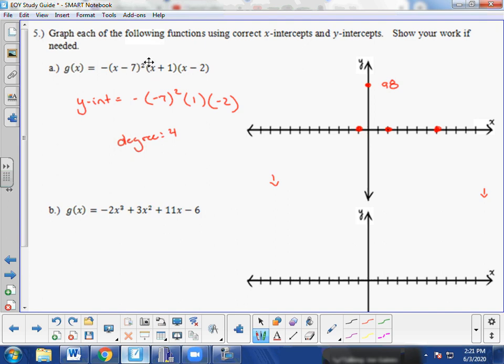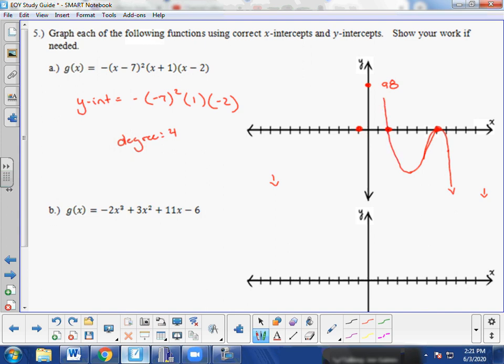So at x minus 7, this graph is actually going to bounce at that 0 here. It's going to touch, bounce off, and change direction. So what my graph is going to look like is it's going to come up here, touch, bounce off this one and go back down. So somewhere in between the 0 of 7 and the 0 of 2, it's going to turn around.